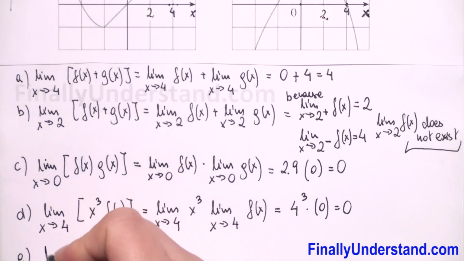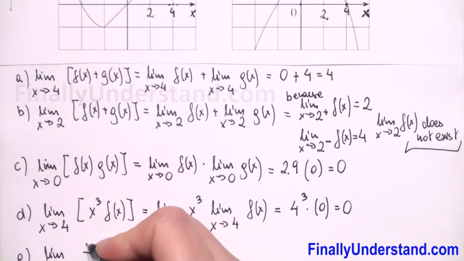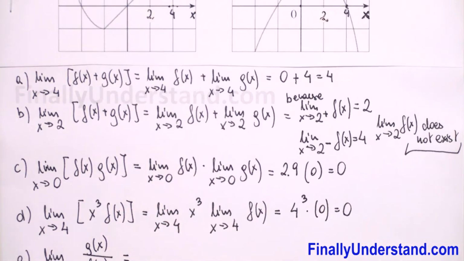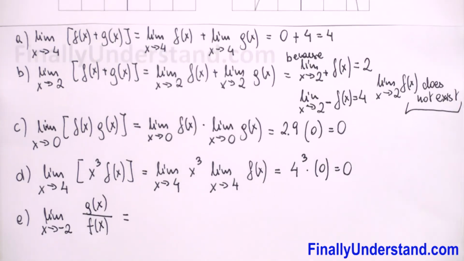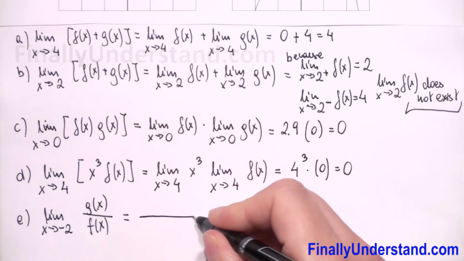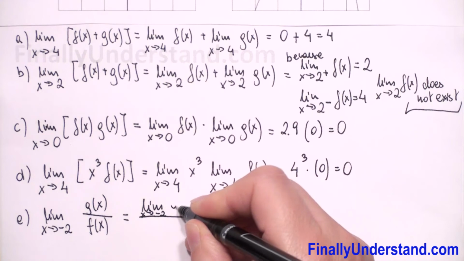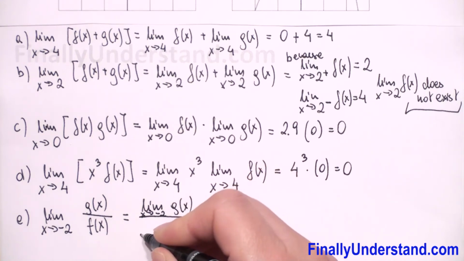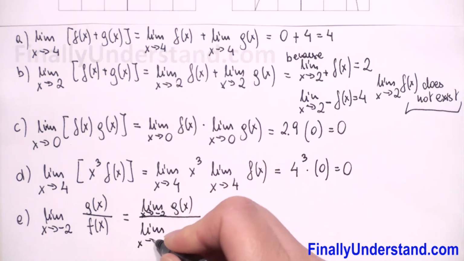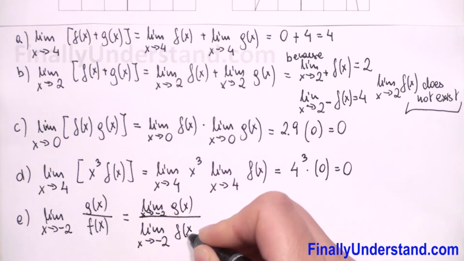Next we have to find the limit as x approaches negative 2 of g of x over f of x. So here we have a limit of a quotient. The limit of a quotient is the quotient of the limits. So we can rewrite that this is equal to the limit as x approaches negative 2 of g of x over the limit as x approaches negative 2 of f of x.